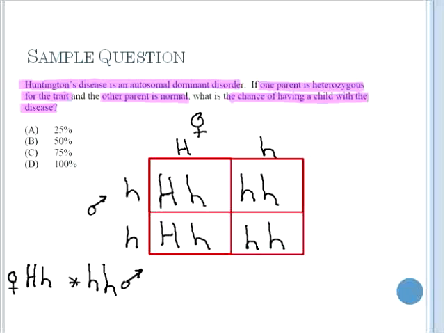Thus, this individual has the disorder, as does this one. These two do not. 2 of the 4 have the disorder, or 50%. The correct answer then is B, 50%.